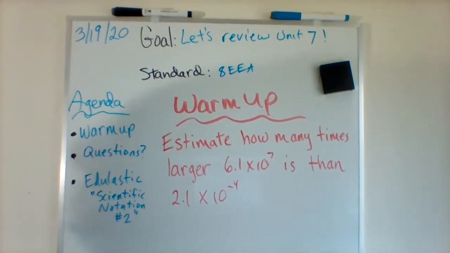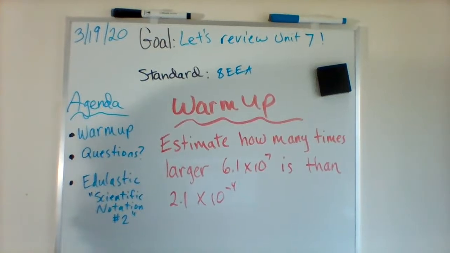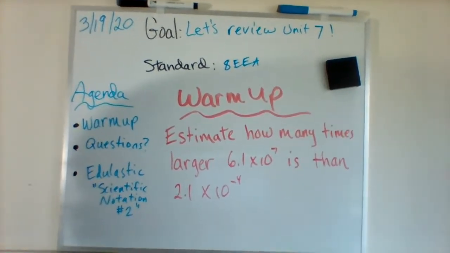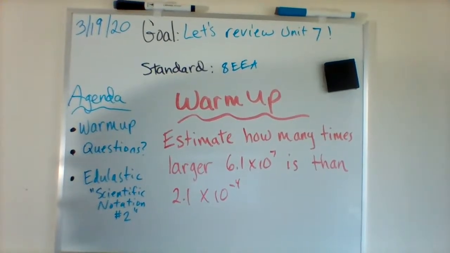I need you guys to estimate how many times larger 6.1 times 10 to the 7th is than 2.1 times 10 to the negative 4. And obviously, I'll go over it, but I want you to give it a shot.